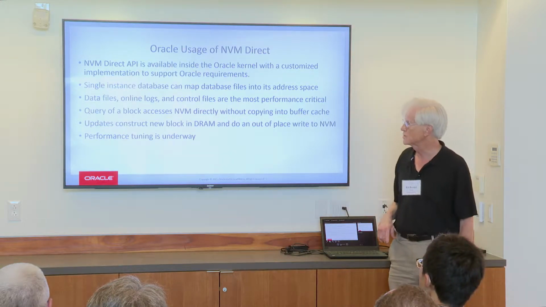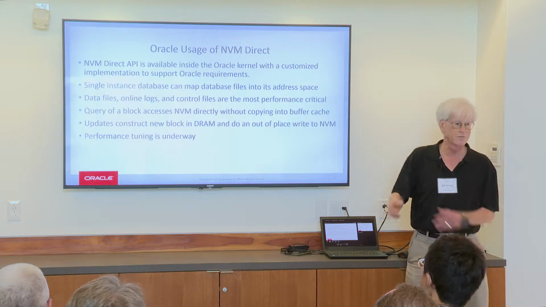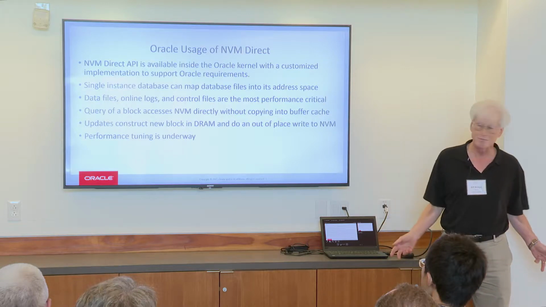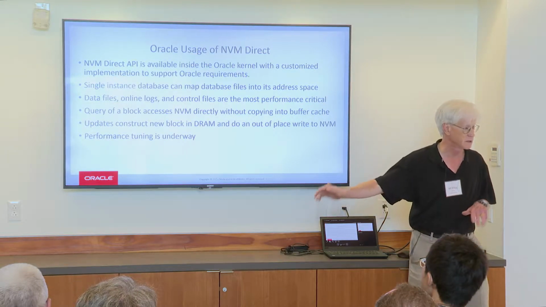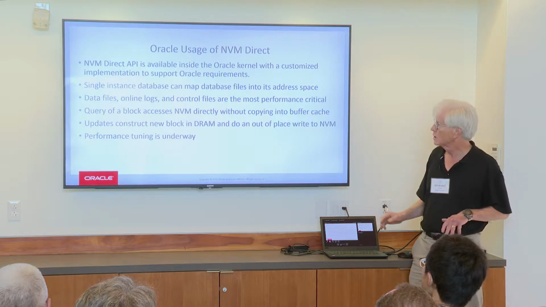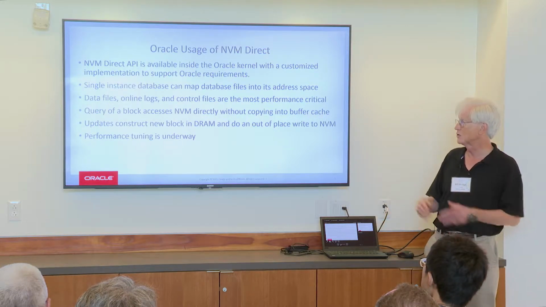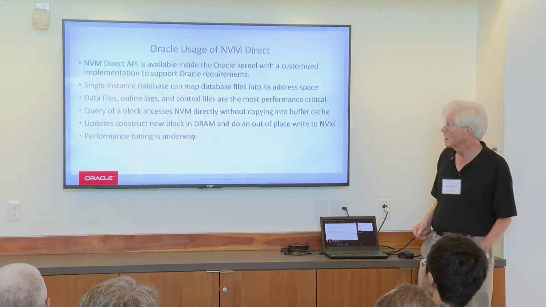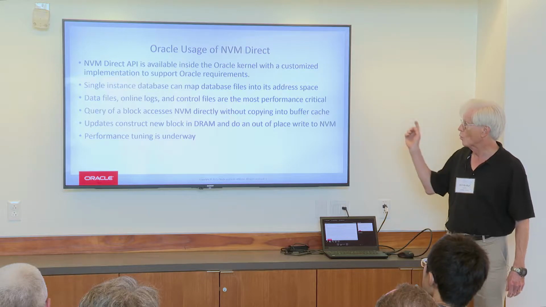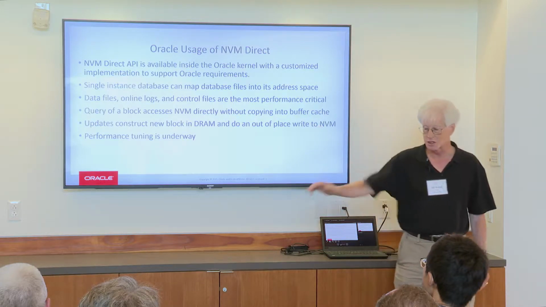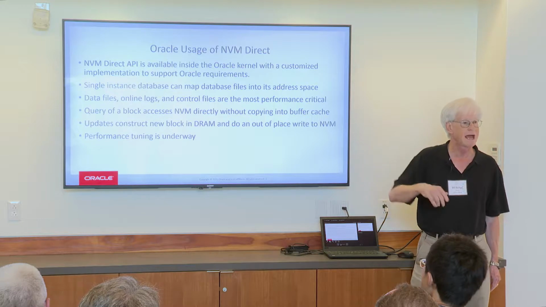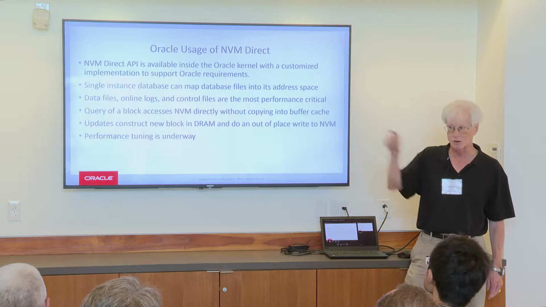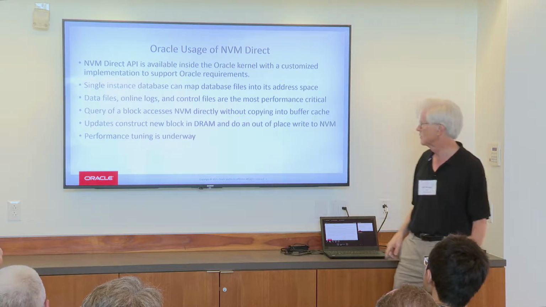What it's going to let you do is have a single instance database that can have some of its files, any subset of the files you choose, in NVM and mapped directly into the address space of the Oracle kernel. So you can put your data files, your online logs, and control files, because they're performance critical, right in memory. Because it's in memory, you don't have to read off of some media and copy it into DRAM. We can have buffer headers that point directly at the NVM. We do that if you're just doing reads.